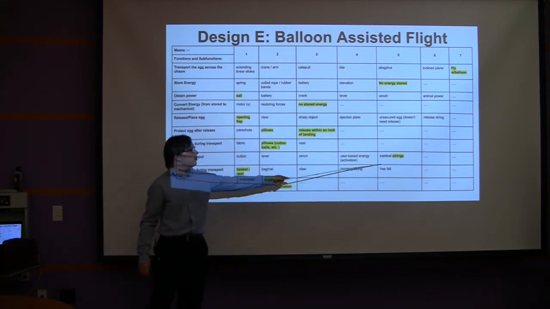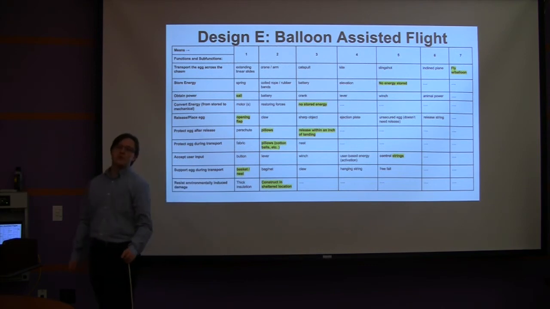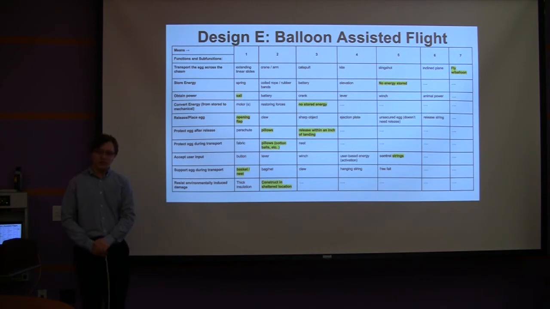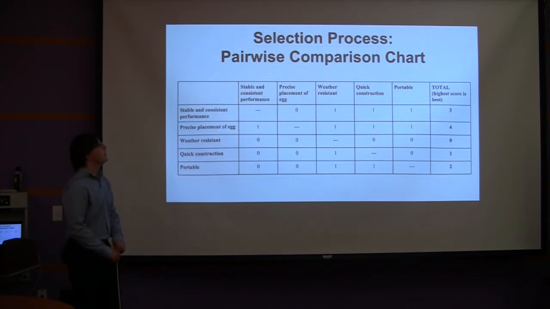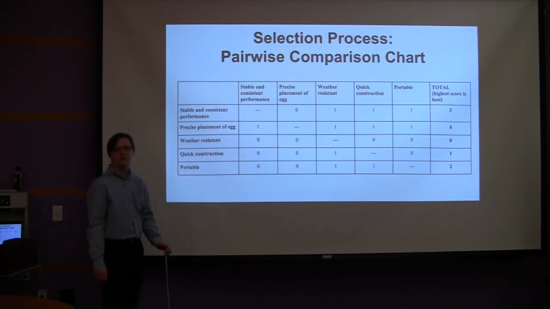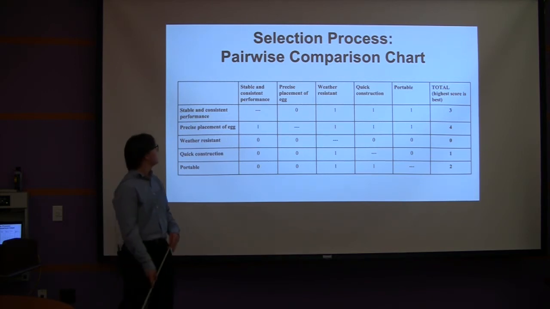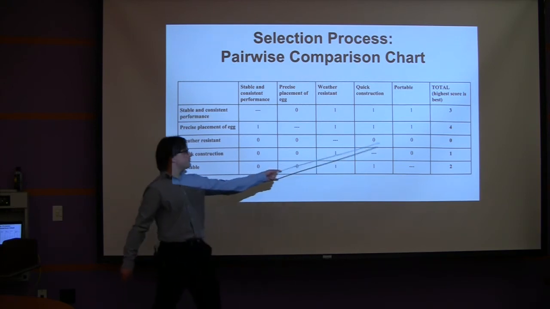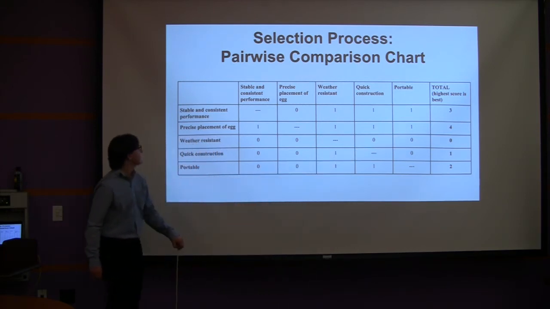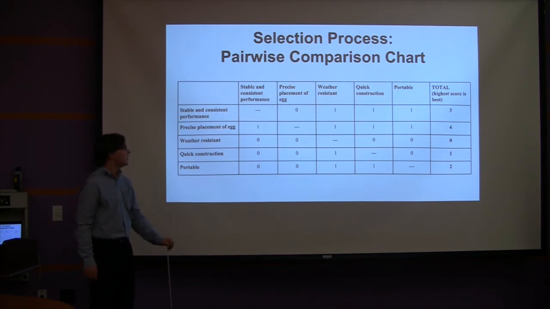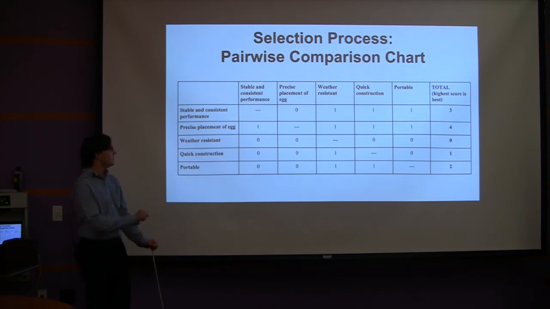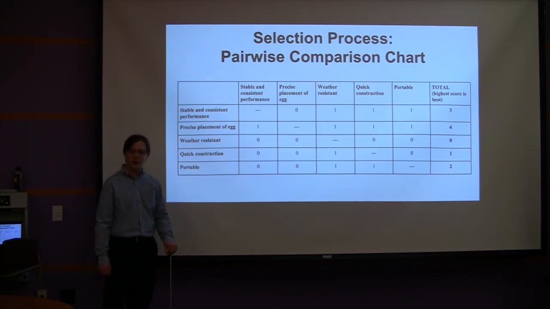However, it is notable that the control strings, which would have been used to guide the balloons in design E, were eventually adopted in the arm design, which we chose for our final product. This pairwise comparison chart shows how we ranked objectives for the purpose of comparing our design alternatives. You see here we have precise placement of the egg ranked most highly, closely followed by stable and consistent performance. And then portability, quick construction, and weather resistance fall in a lower category of priorities.